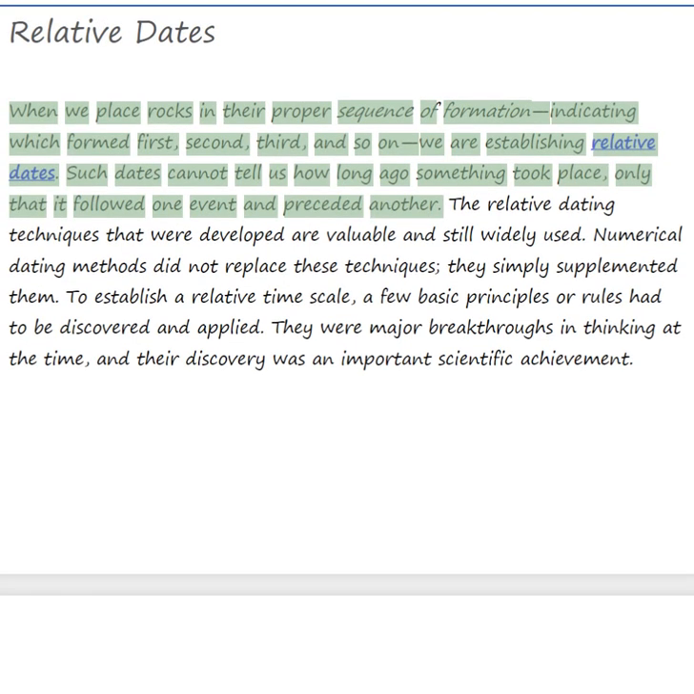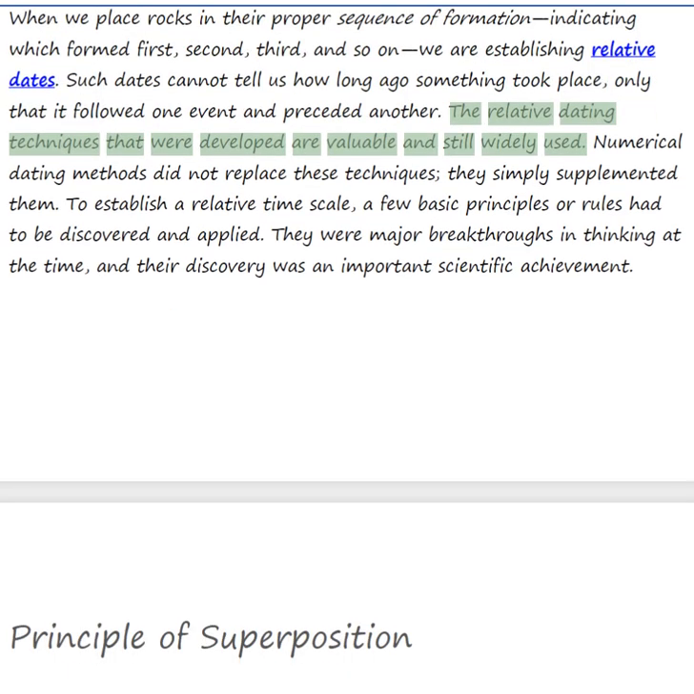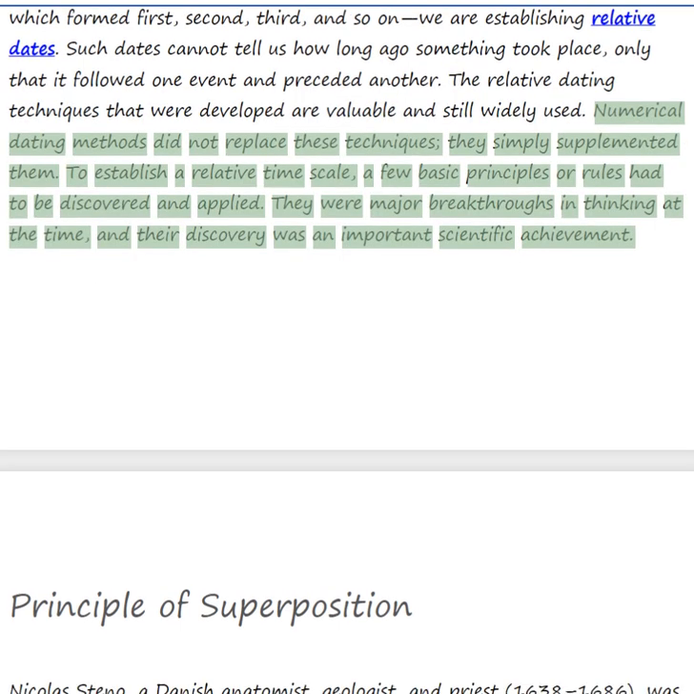When we place rocks in their proper sequence of formation, indicating which formed first, second, third, and so on, we are establishing relative dates. Such dates cannot tell us how long ago something took place, only that it followed one event and preceded another. The relative dating techniques that were developed are valuable and still widely used. Numerical dating methods did not replace these techniques, they simply supplemented them.